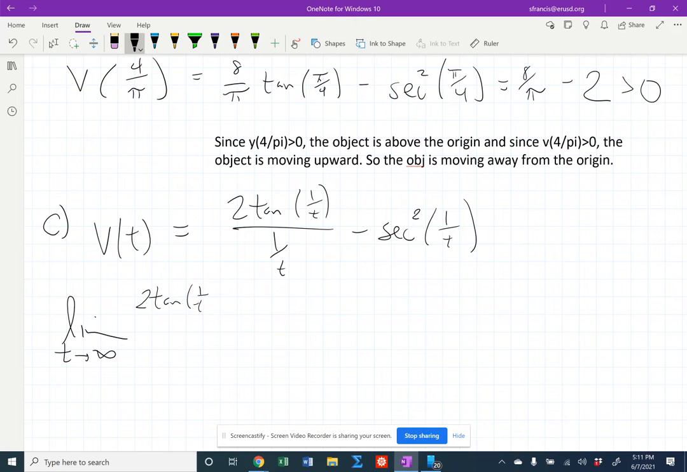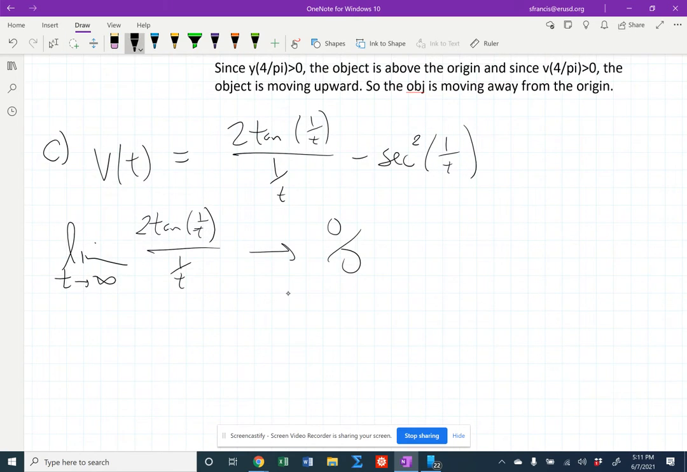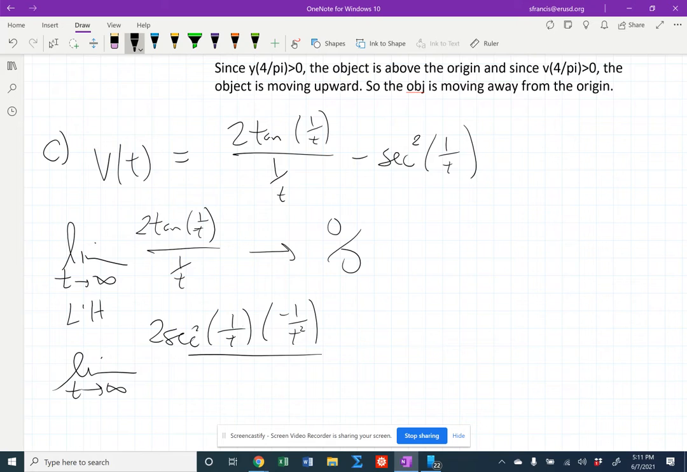And you're allowed to separate this into two separate conditions, and look at this part separately from what's after the subtraction. This actually works out better because this works out to be 0 over 0, and you can just go ahead and apply L'Hopital's rule. You don't apply L'Hopital's rule to that second expression over there, so this becomes 2 secant squared 1 over t times negative 1 over t squared, all divided by negative 1 over t squared.